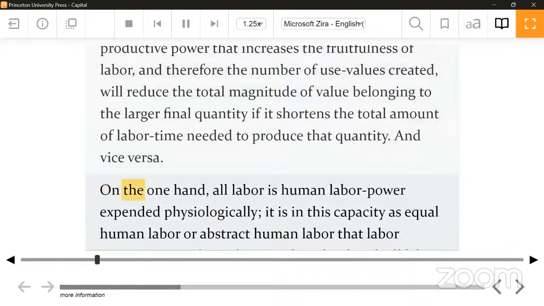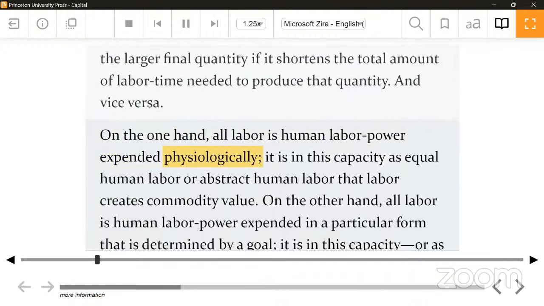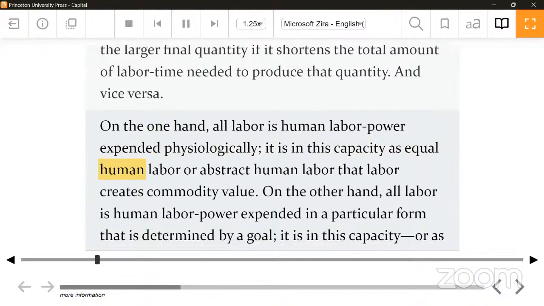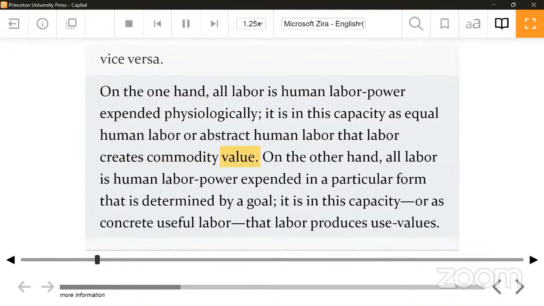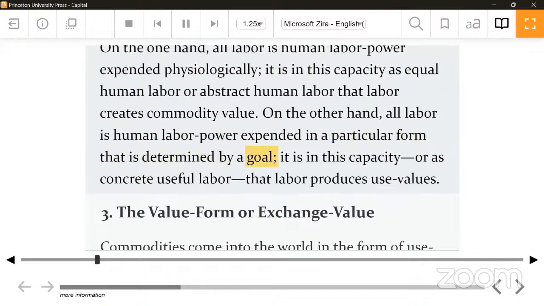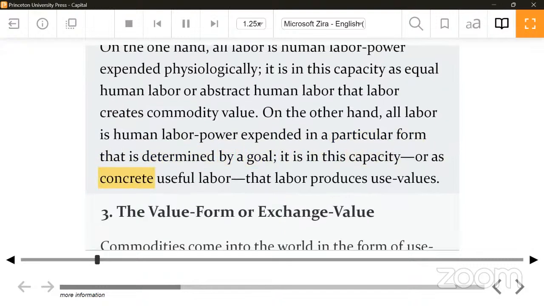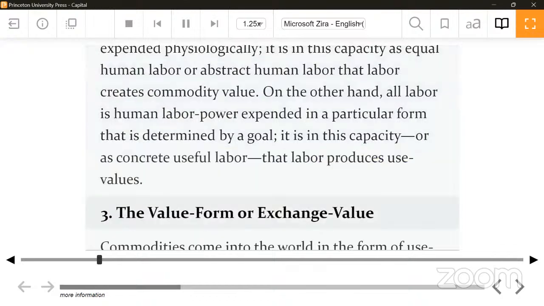And vice versa. On the one hand, all labor is human labor power expended physiologically. It is in this capacity as equal human labor or abstract human labor that labor creates commodity value. On the other hand, all labor is human labor power expended in a particular form that is determined by a goal. It is in this capacity as concrete useful labor that labor produces use values.